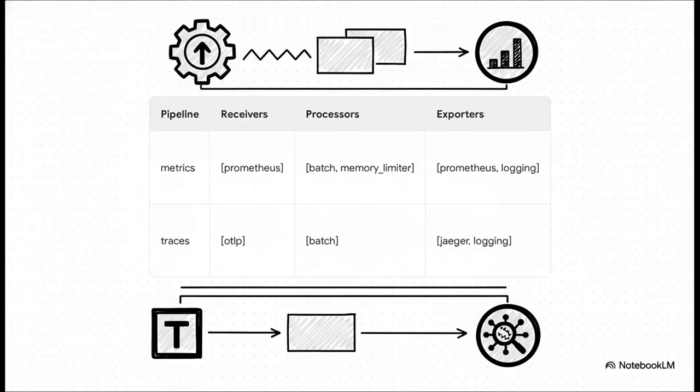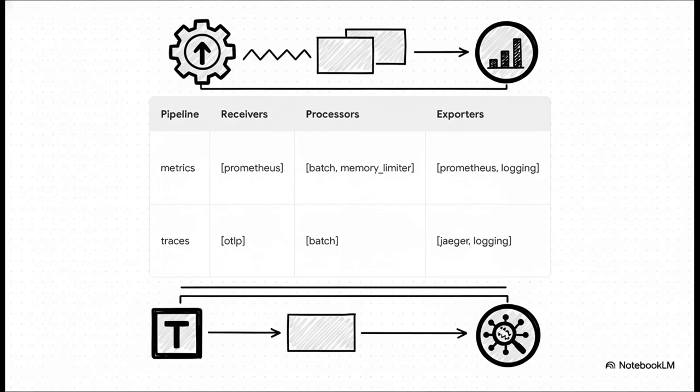See, under pipelines, we define a totally separate data flow for each type of signal. You can see we've got a metrics pipeline that grabs data from a Prometheus receiver, pushes it through some batch and memory limiter processors, and then sends it out with a Prometheus exporter. At the exact same time, our traces pipeline is using an OTLP receiver and sending its data over to a Jaeger exporter. It's two distinct parallel assembly lines in one collector.